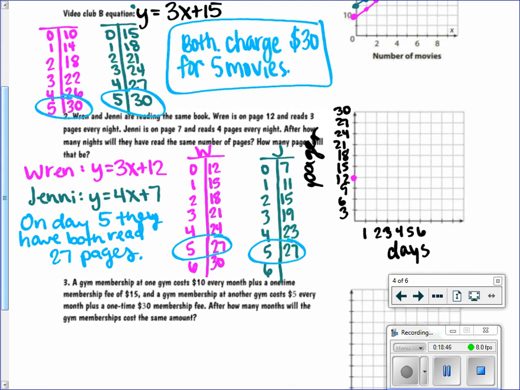So graphing Ren's. Look how easy Ren's was. Jenny's a little bit more work. So 0, 7, 1, 11, 2, 15, 3, 19, 4, 23, and then 5, 27.